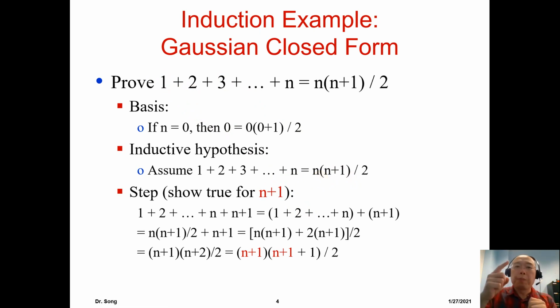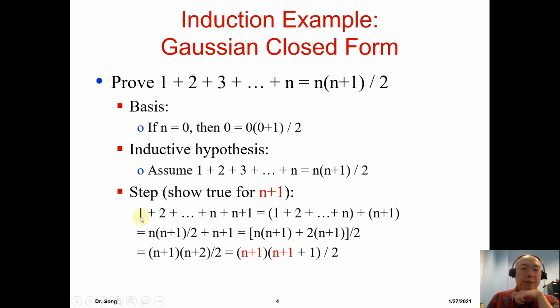So we assume that is true. And what's the next step? Based on Sn is true, which is the inductive hypothesis. The step 3, we want to prove that this is also true for n plus 1. So how do we do that?